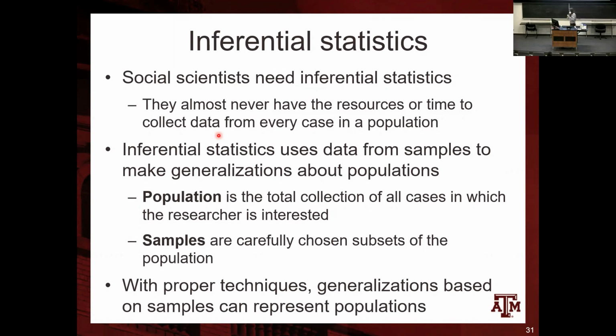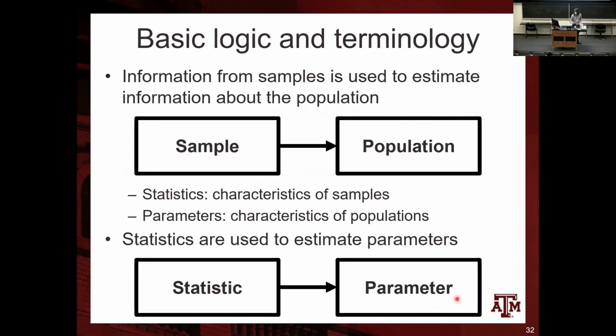So the samples are carefully chosen subsets of the population. With proper techniques, generalizations based on samples can represent the populations. So what we want is information from samples that can be used. The average income that I found in my sample, I expect to be the average income of my population. The proportion of non-Hispanic white, non-Hispanic African Americans, or Hispanic people in my sample, I expect to see the same proportion in my population.